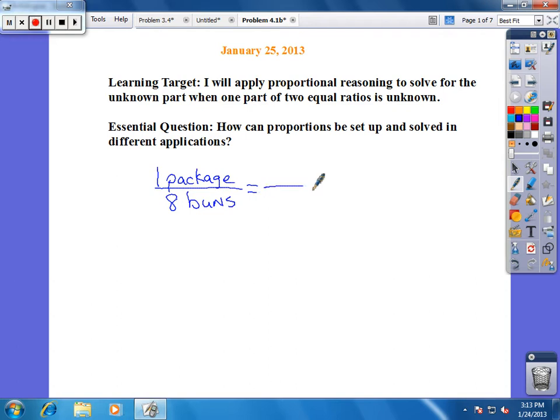Now, if we needed to know how many packages I needed to make 32 buns, this is a way that we could set up a proportion to solve it.